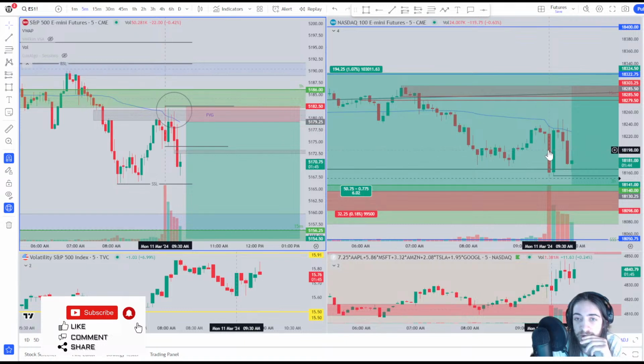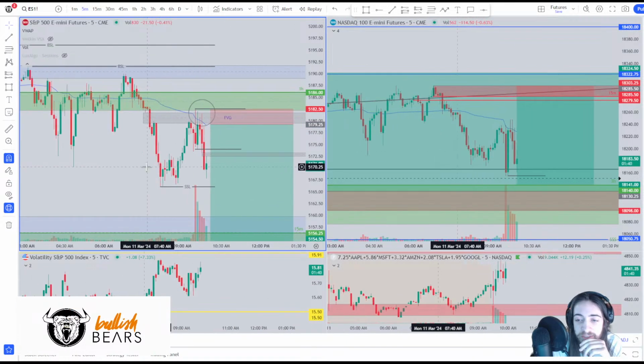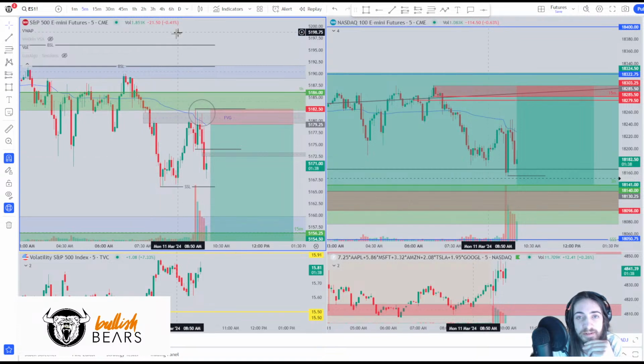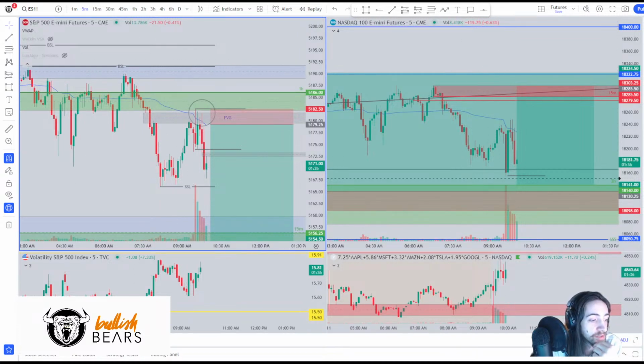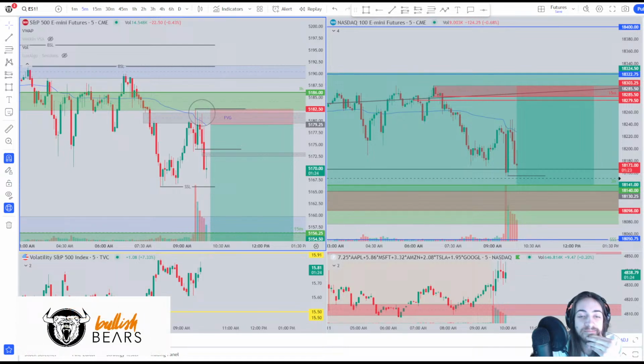So NASDAQ closed what would have been its fair value gap on the 5-minute. So let's see if we do want that continuation now. ES is much weaker. Much weaker. Yeah, I really want to take ES short right now. But I'm not going to.